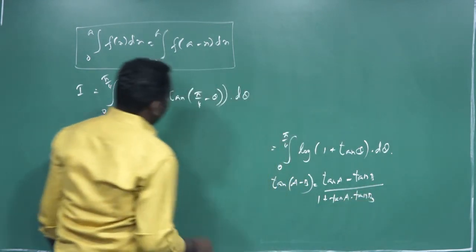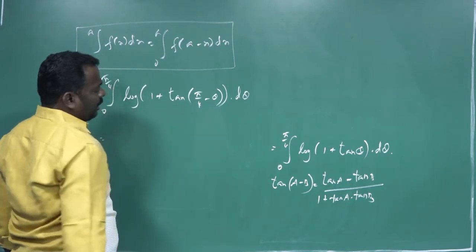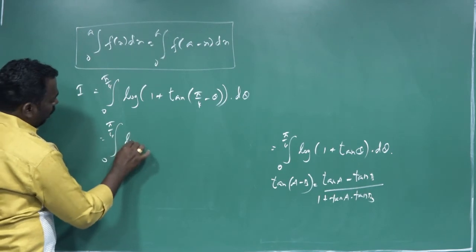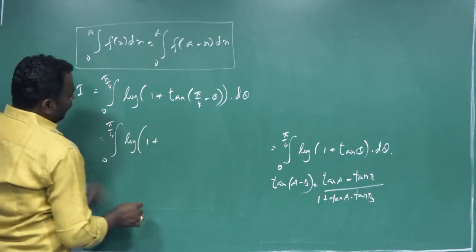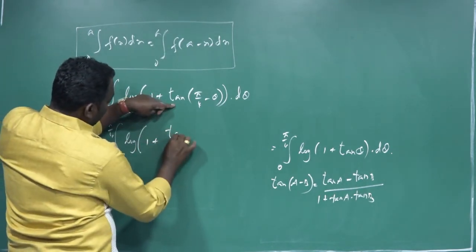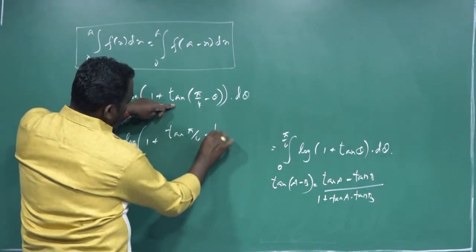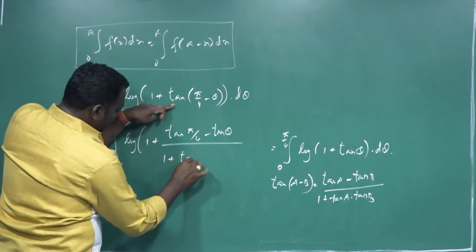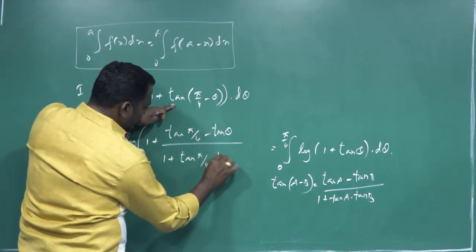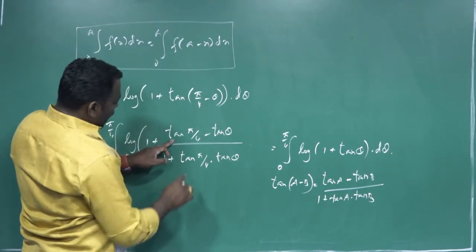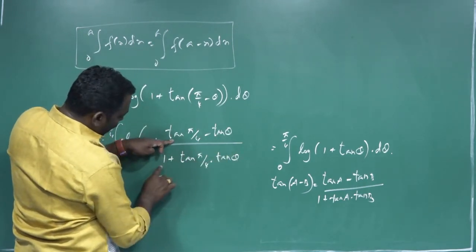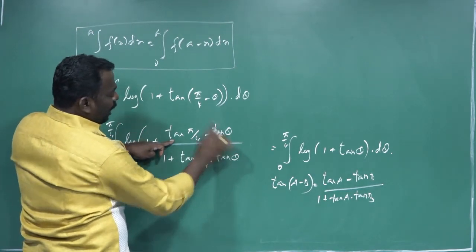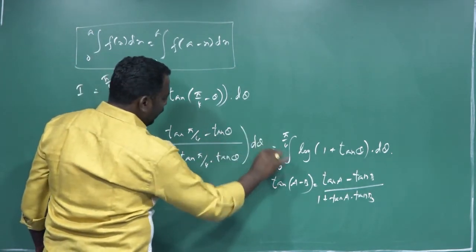Apply this formula. A is equal to pi by 4 and theta is called B. Therefore, integral 0 to pi by 4 log of (1 plus tan(pi by 4 minus theta)), that is, tan A minus tan B by 1 plus tan A into tan B, here A is pi by 4, theta is B, into d theta.